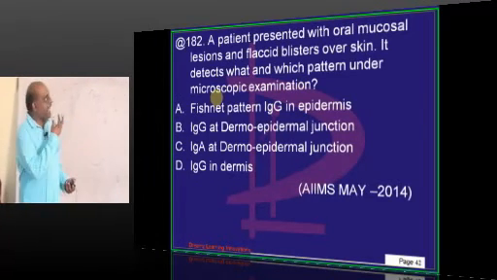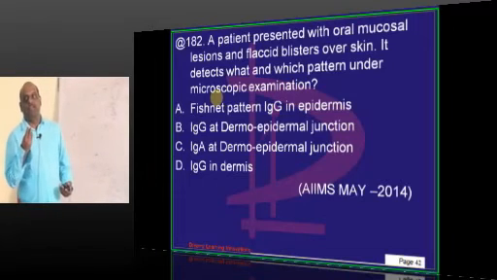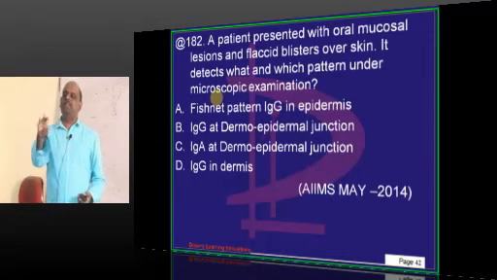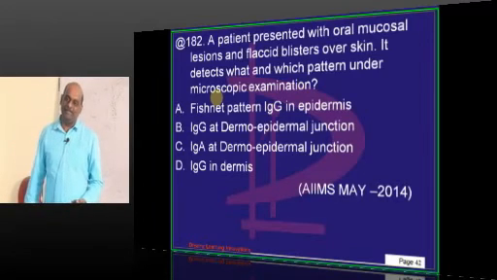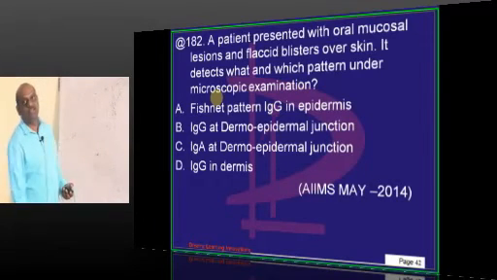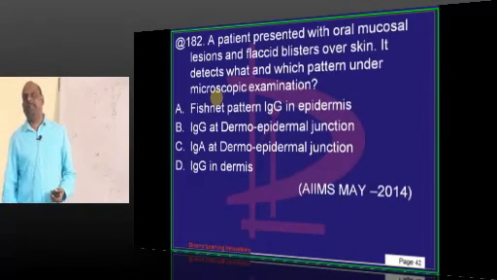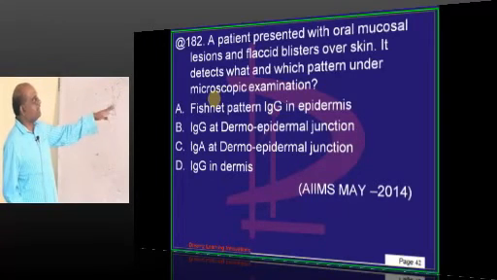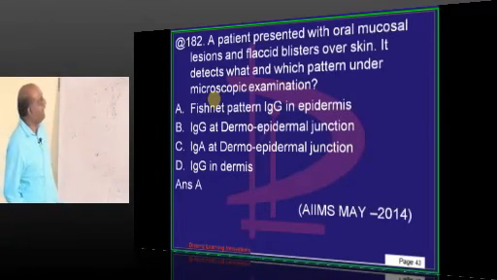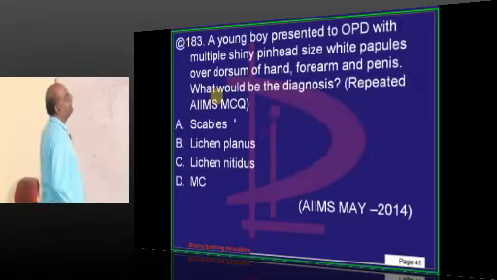Oral mucosal lesions, flaccid blisters. What are the favorite two topics in dermatology? Pemphigus vulgaris, and bullous pemphigoid. So this is pemphigus vulgaris, which is basically pathology shown in epidermis. All other are dermal pathologies. So this is fishnet pattern IgG in epidermis is what need to be remembered.